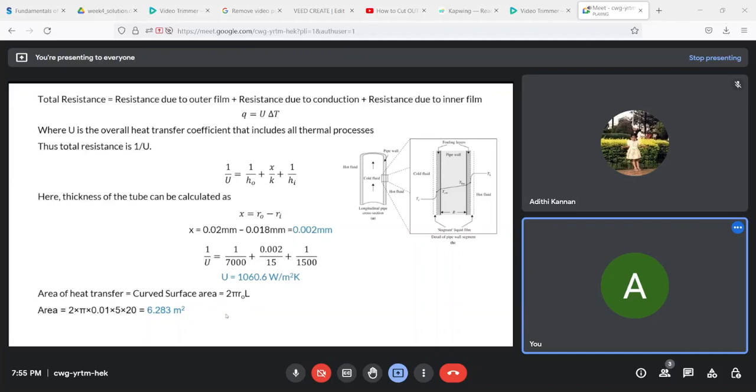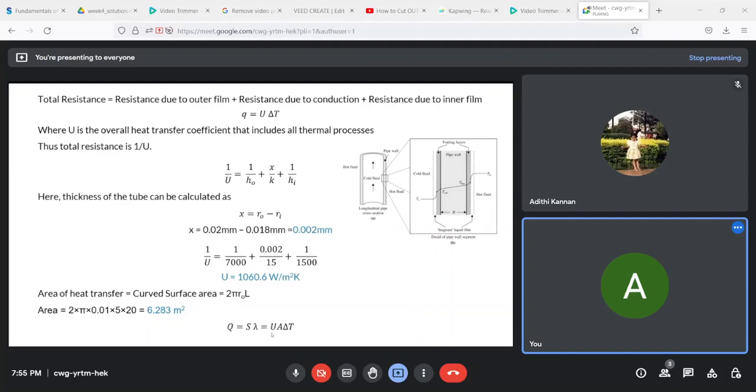So the curved surface area is actually equal to 2 pi R0 into L into the number of tubes, which is 20 in this case. So the total area of heat transfer for all the 20 tubes is 2 pi R L into 20, which equals 6.283 meter square. So now we have the area, we have U, we have delta T as well. So with that we can find capital Q.